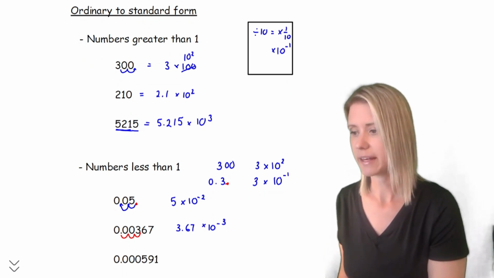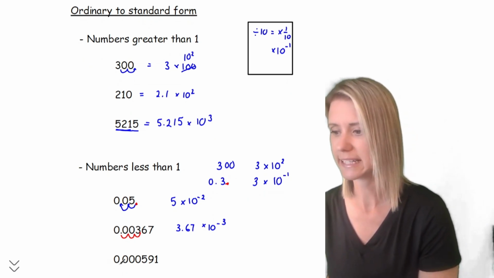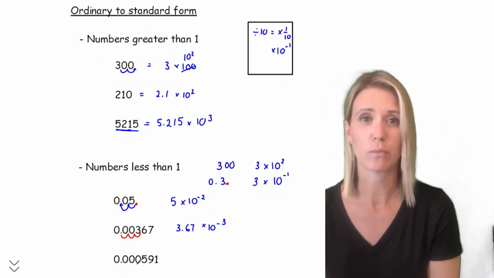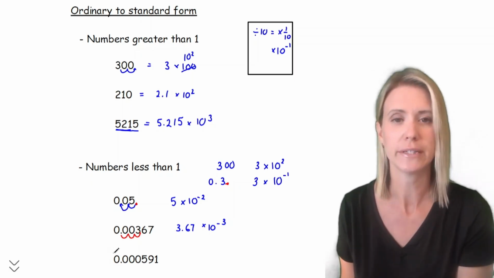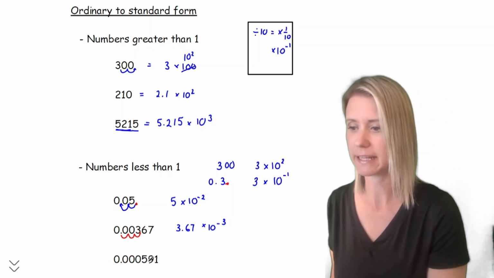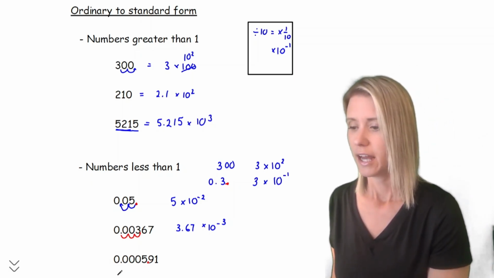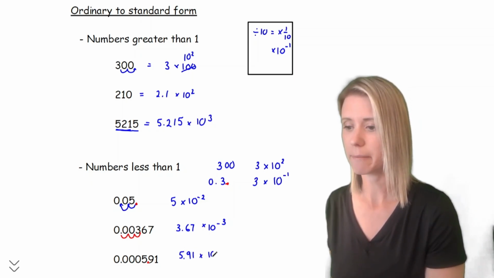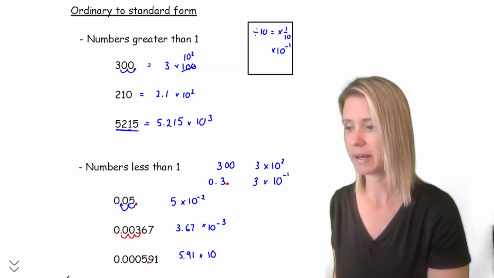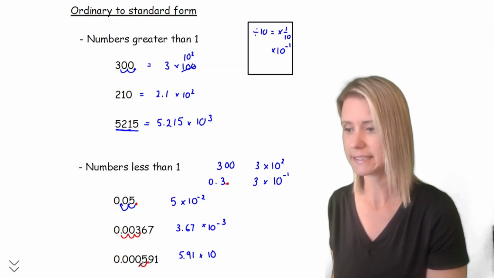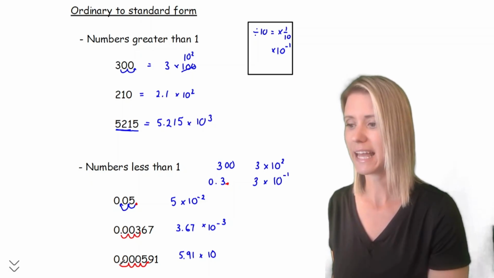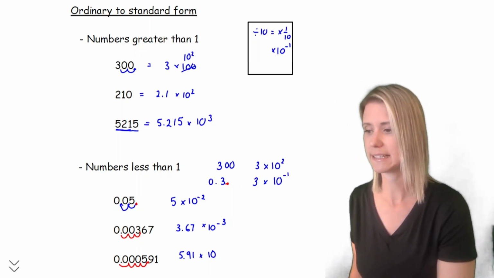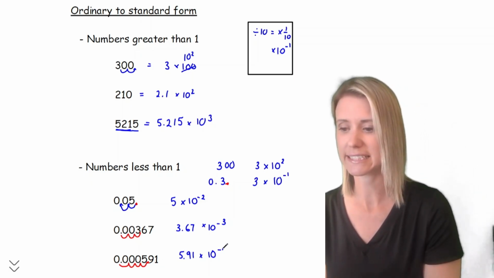Okay, the next one then, the decimal point. Where's the decimal point going to go to make the number between 1 and 10? So greater than or equal to 1, but less than 10. It's going to be here between that 5 and the 9. Okay, so we're starting with the number 5.91, and we're multiplying it by 10 to the power. Well, it's got to go divided by 10, 10 squared, 10 cubed, 10 to the power 4 because it's 4 places. So we write it as 10 to the negative 4.